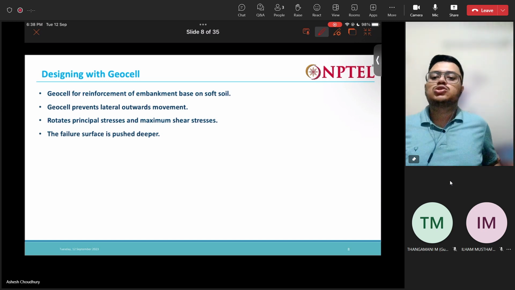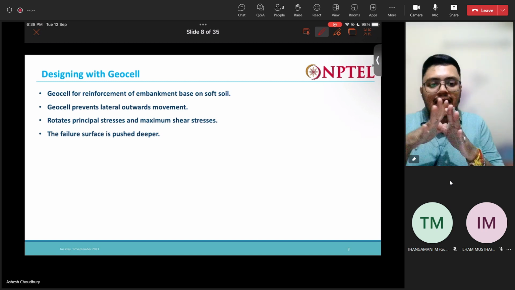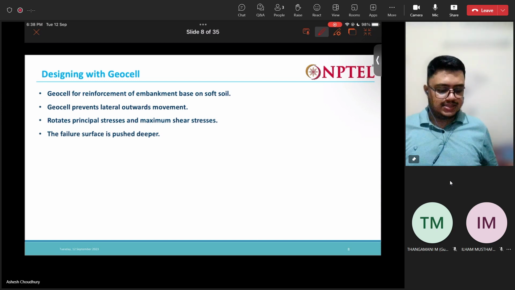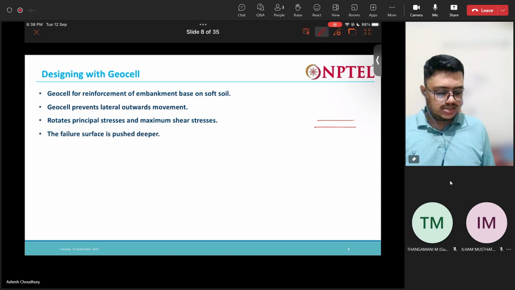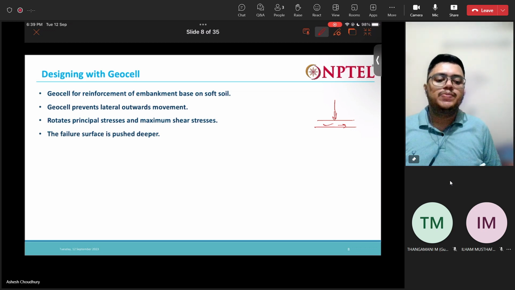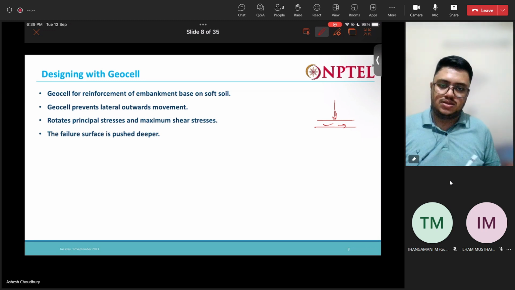All right. So what does geocell do? Geocell will actually prevent the lateral outward movements of the soil. So obviously, what will happen? Say soil is there, and you provide nothing, so there will be a tendency to move outwards. Right? There is a tendency to move outwards. So we will be preventing that movement using geocell.